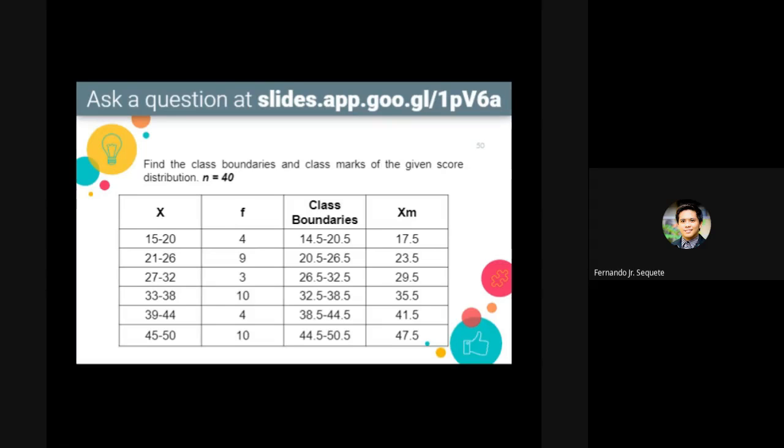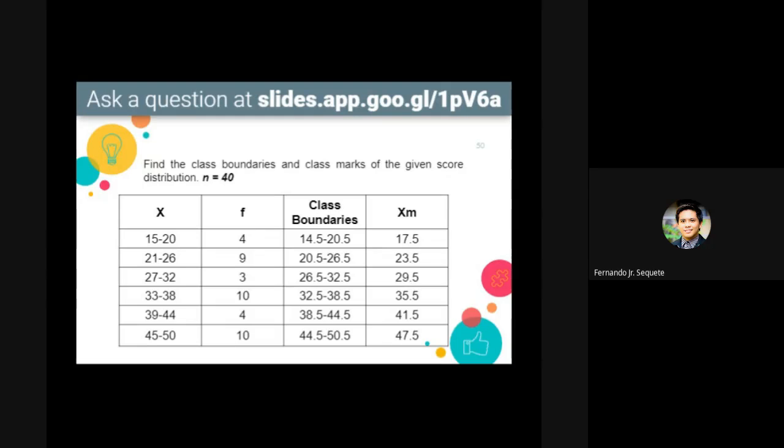So ano po yung ibig sabihin ng F? F is frequency. Ibig sabihin, ilan yung scores na pasok between 15 to 20. So maghahanap ka ngayon doon sa scores na ibinigay ko, maghahanap ka kung ilan yung nakakuha ng scores between 15 to 20. Ilalagay mo dyan yan, itatali mo yan.